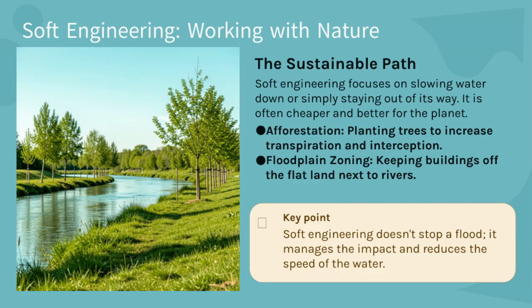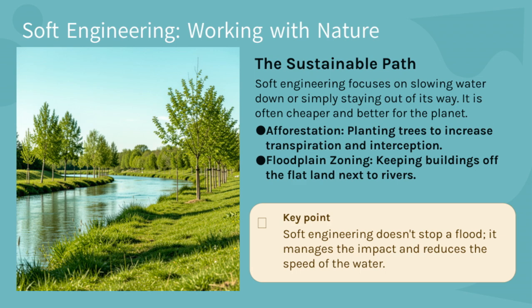Soft engineering works with natural processes rather than trying to completely control the river. It is often cheaper, more sustainable, and better for the environment. One example is afforestation. Afforestation means planting trees. Trees help reduce flood risk because they intercept rainfall. Their roots help water infiltrate into the soil, and they also increase transpiration, where water is transferred back into the atmosphere through plants. This slows the movement of water to the river and increases lag time.